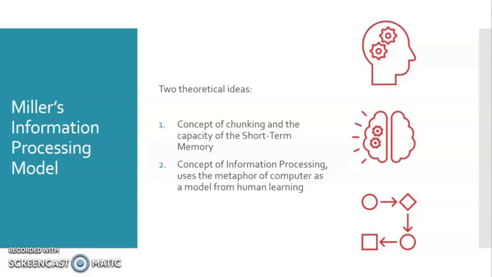There are 2 theoretical ideas within Miller's information processing model. The first one is the concept of chunking and the capacity of short-term memory, and the second is the concept of information processing, which uses the metaphor of the computer as a model for human learning. So we're going to go into detail on both of these theories.